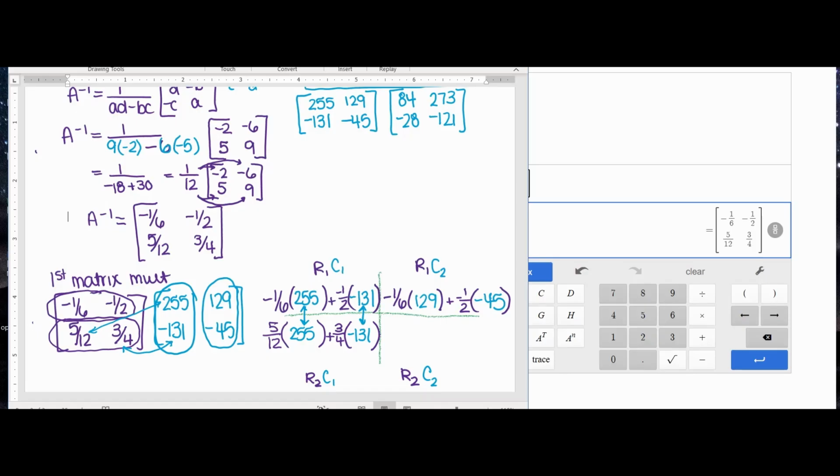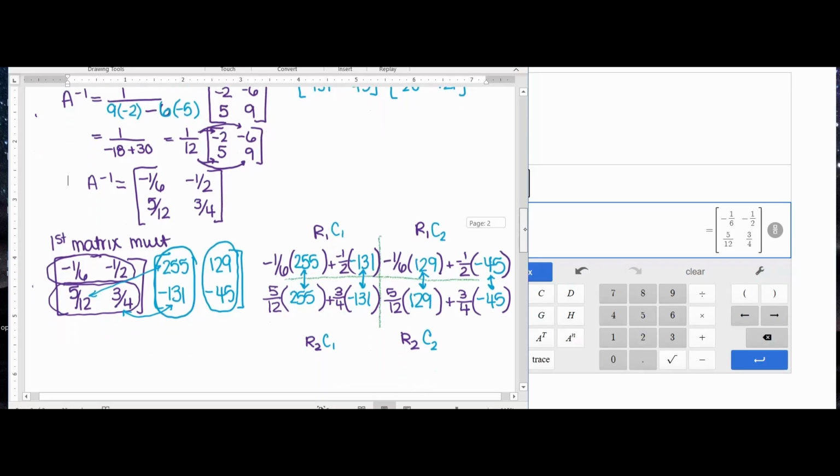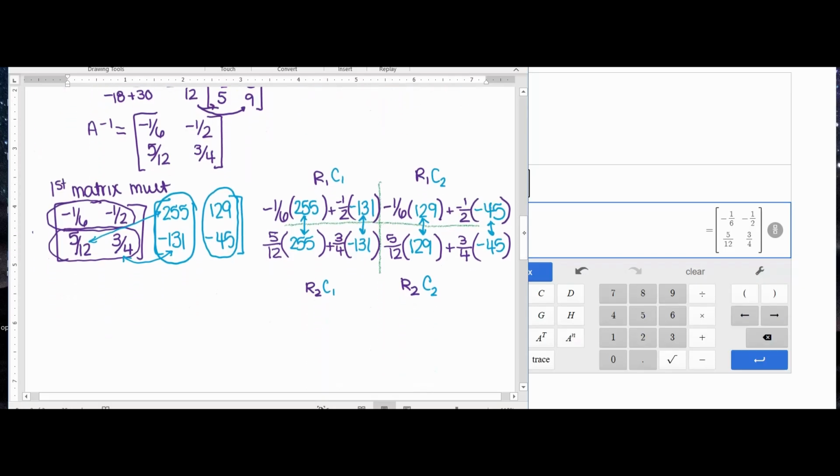Now we need to take row 2 times column 2. So we're going to have 5 twelfths times 129 plus 3/4 times negative 45. And again, if what's in parentheses didn't line up, something went wrong. Go back and fix it.